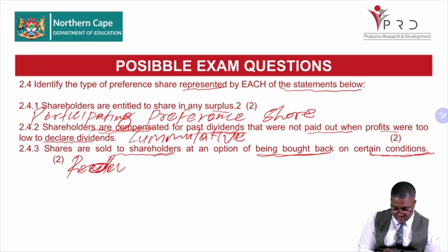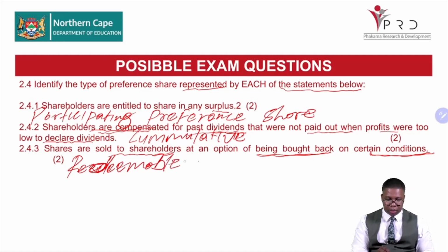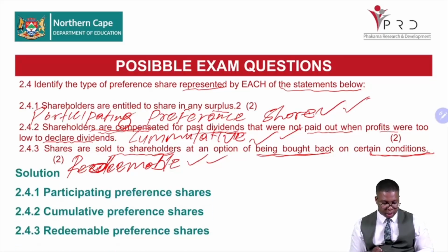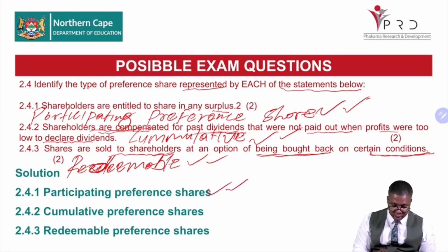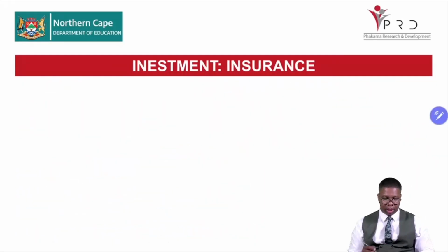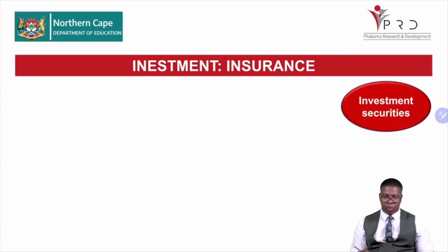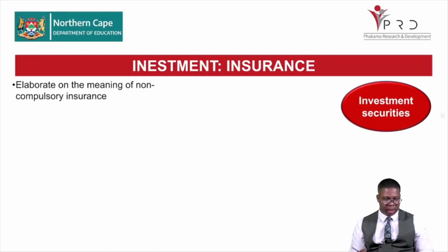This is redeemable preference shares. So you get 2, 2, and 2 for that. Then as we proceed, these are the solutions. You have your participating, cumulative, and what? Redeemable preference shares. Then, as we proceed now, we look into investment insurance.